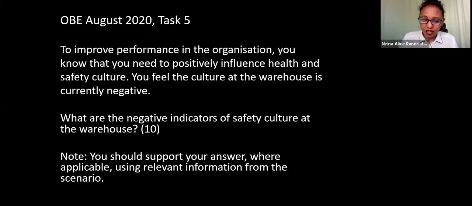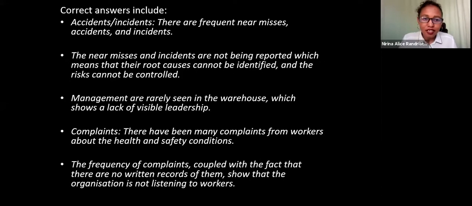Again, same thing, research, what do we mean by negative indicators? Do some research, but then support your answer using information from the scenario. So negative indicators could be the accident rate, the near miss, the complaints, the lack of management commitment, because it's a negative indicator, but you cannot just list it as it is, lack of management commitment. Support your answer. What makes you say that management are not committed in this organization?